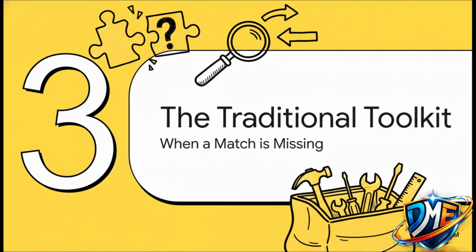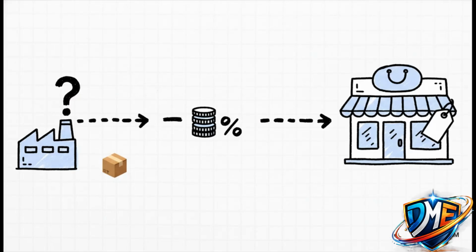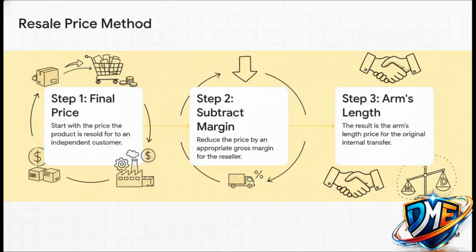Well, that's when we move on to the other traditional methods in the toolkit. And this is where the resale price method comes into play, and it's absolutely perfect for distribution companies. Instead of looking at the price the distributor paid for the product, this method flips the whole thing on its head and starts at the very end of the line, the price that product is sold for to a regular outside customer.